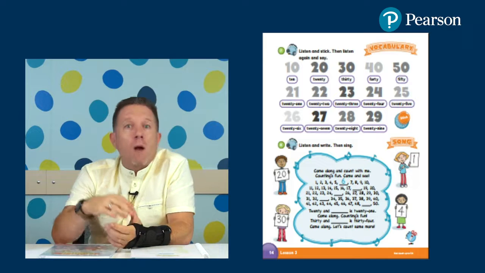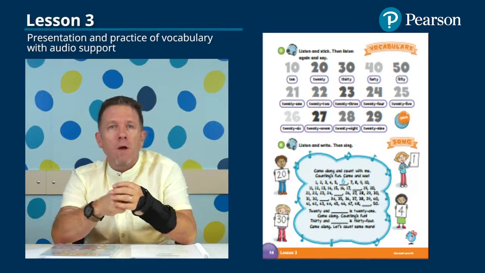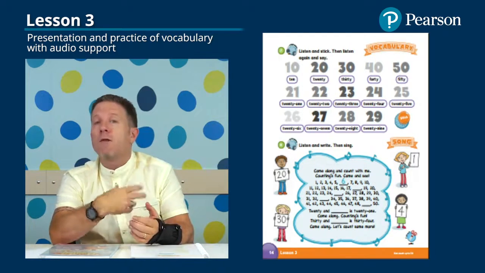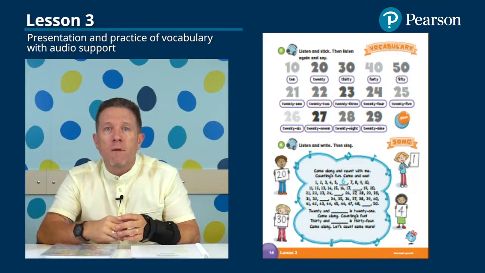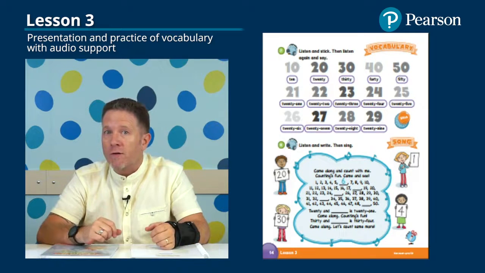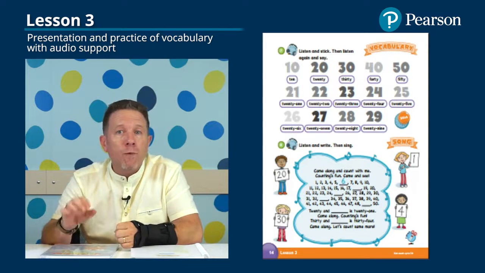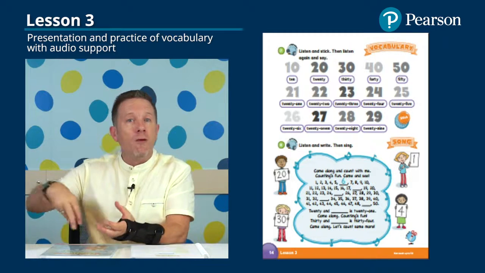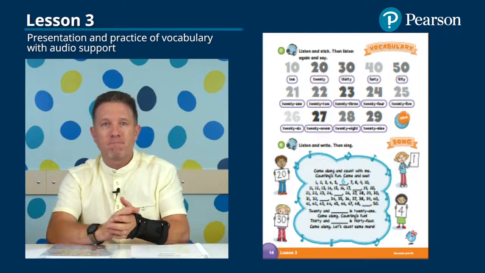Lesson 3. Presentation and practice of vocabulary with audio support. Pupils learn a new set of vocabulary linked to the topic. This may be additional words or a separate vocabulary set. The new language is then practiced in a song. Karaoke versions of the song are included in the Active Teach. Remember, Poptropica uses the spiral learning methodology, introducing and then repeating vocabulary and grammar incrementally.